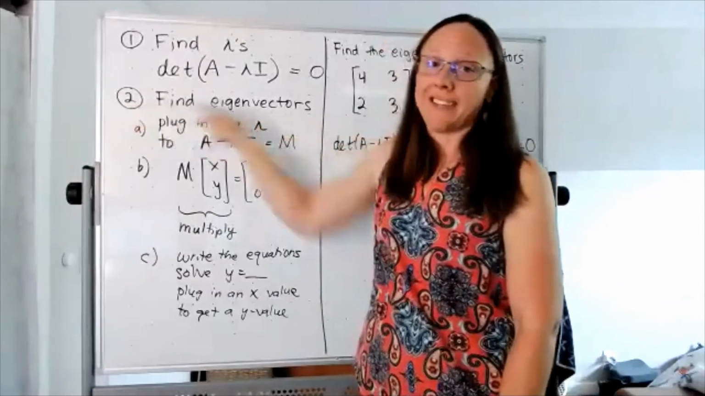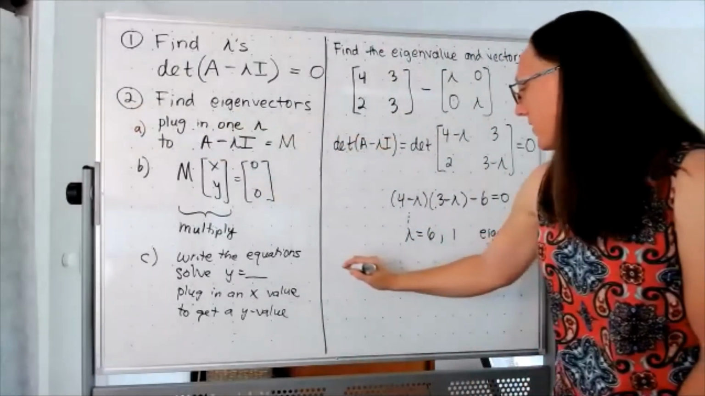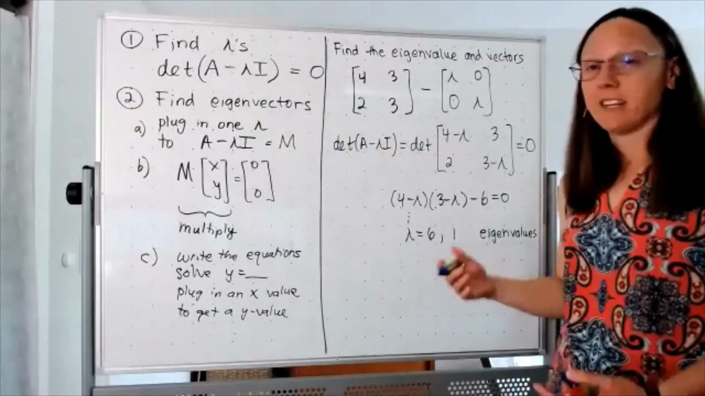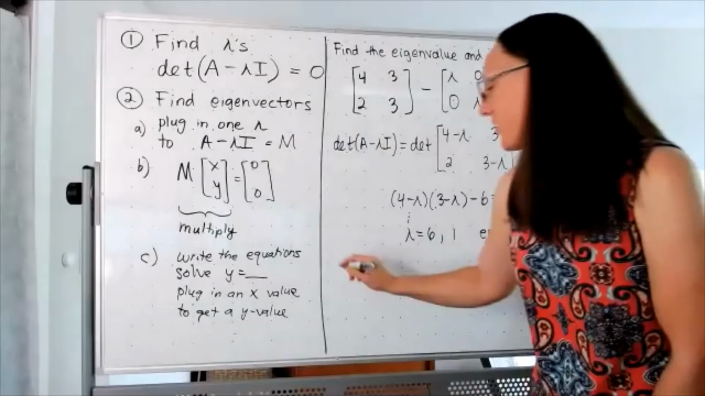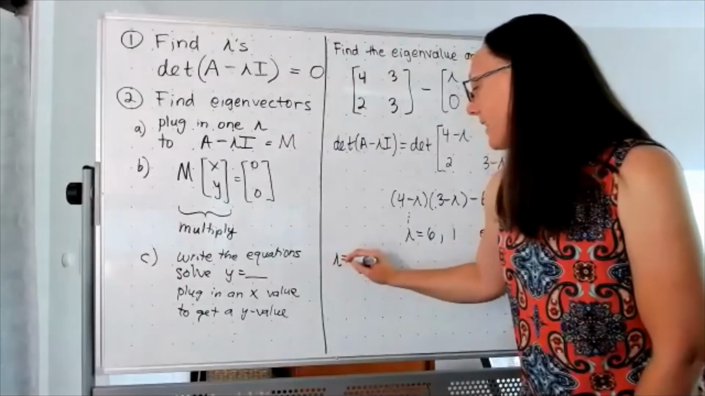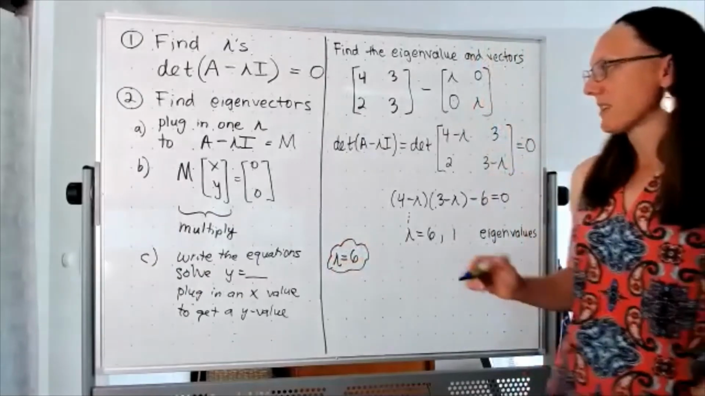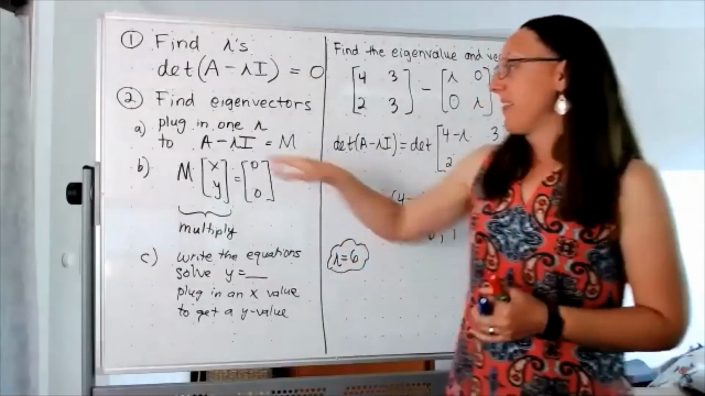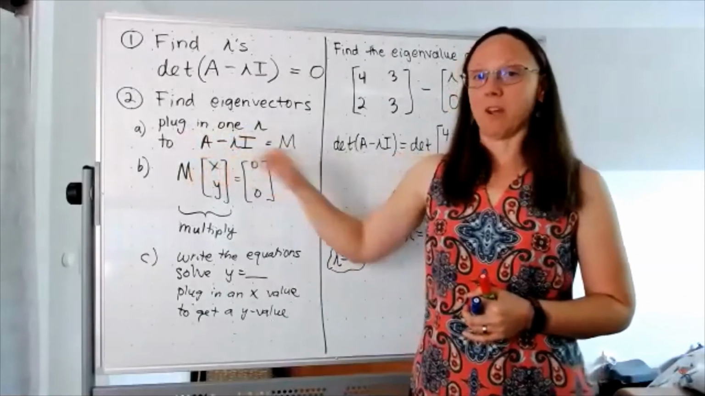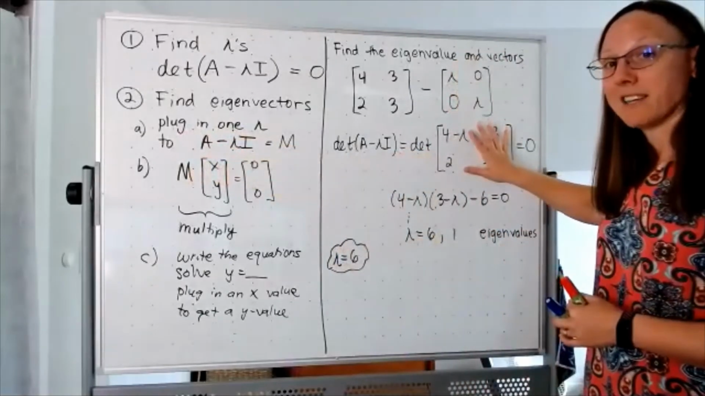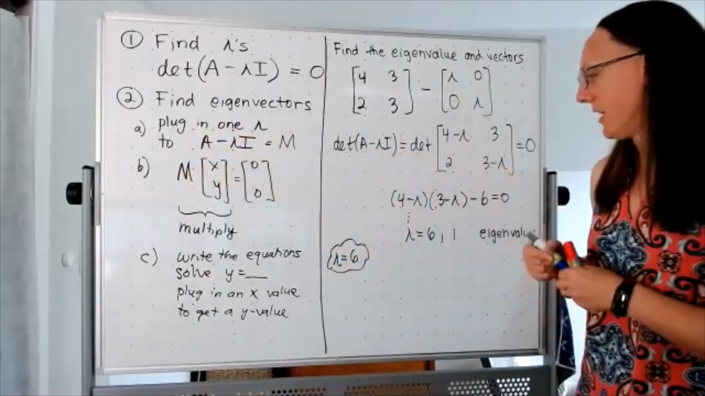Next, we can move on to finding the eigenvectors. In general, we have to do this twice, once for each eigenvalue, but let's start with lambda equal to 6. If I start with lambda equal to 6, then I'm going to plug in 6 to the A minus lambda I matrix. So here it is right here, and we're plugging in 6 everywhere we have a lambda.